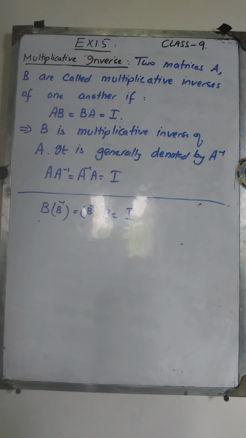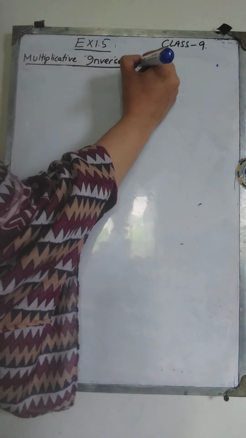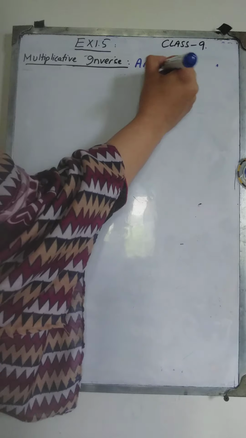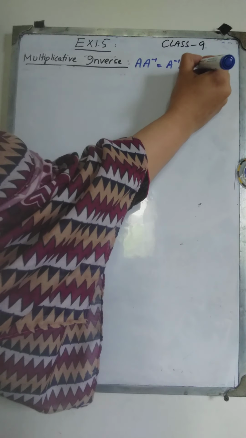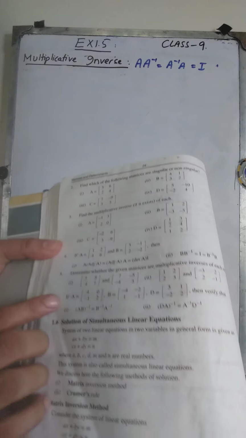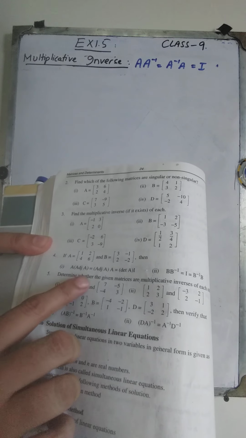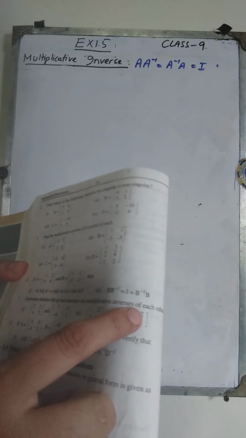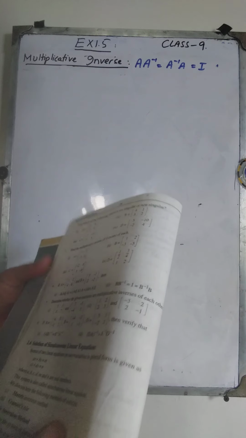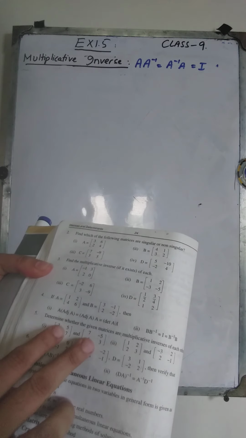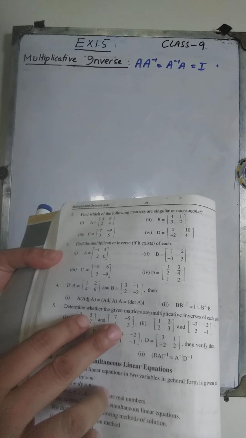For example, let us do the related question. Multiplicative inverse: A into A inverse should be equal to A inverse into A, which should be equal to the identity matrix. Okay. For example, in exercise 1.5, as an example, we can do exercise 1.5 question number 5. In question number 5, it is said that determine whether the given matrices are multiplicative inverses of each other or not. Okay, so we are given two matrices. We have to find whether these are multiplicative inverses of each other or not.